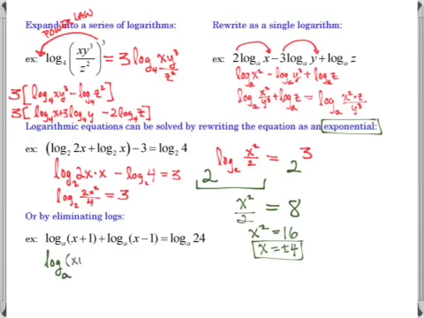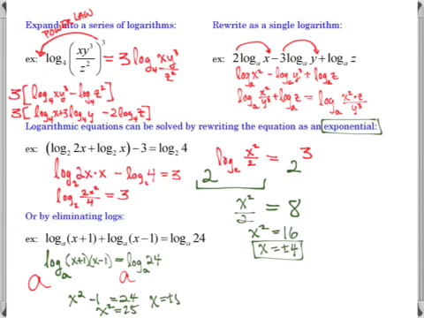For my next one, I want to bring them together. I have addition, which means multiplication, and then log base A of 24. 8 of those powers means I get those expressions in there. X squared minus 1 is 25. X squared equals 25.